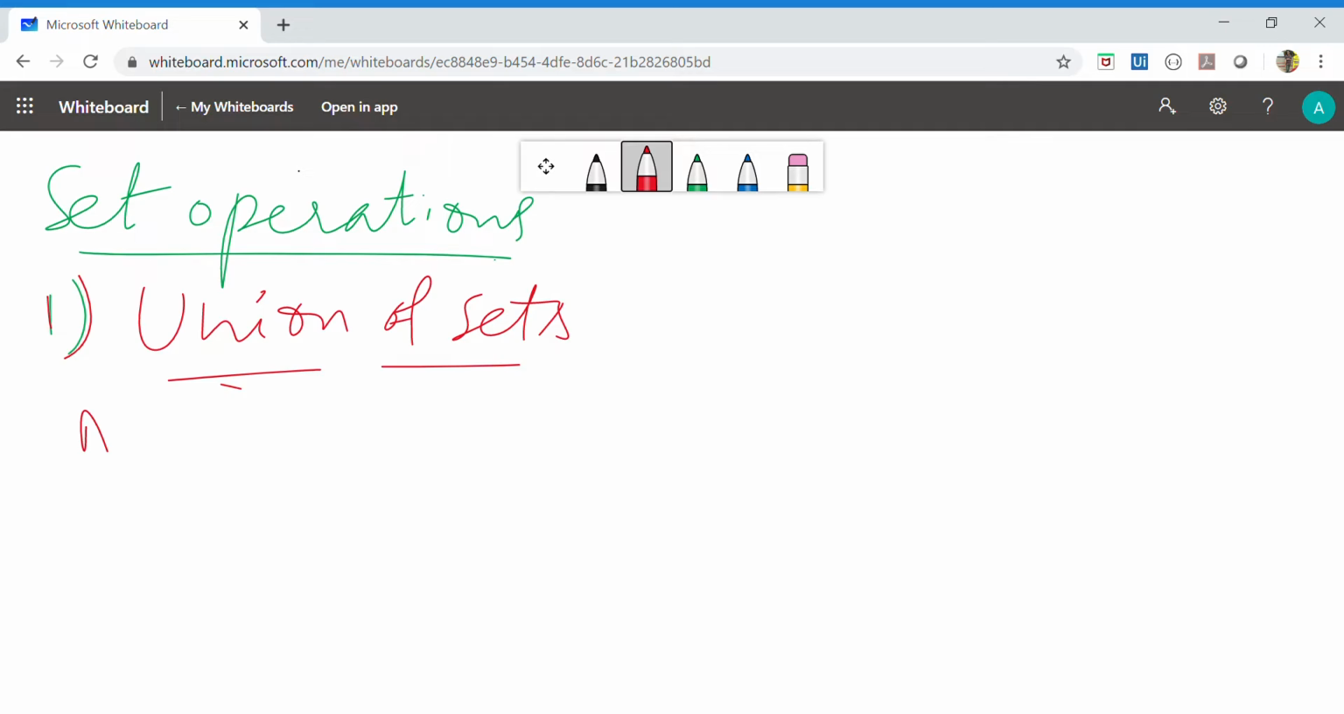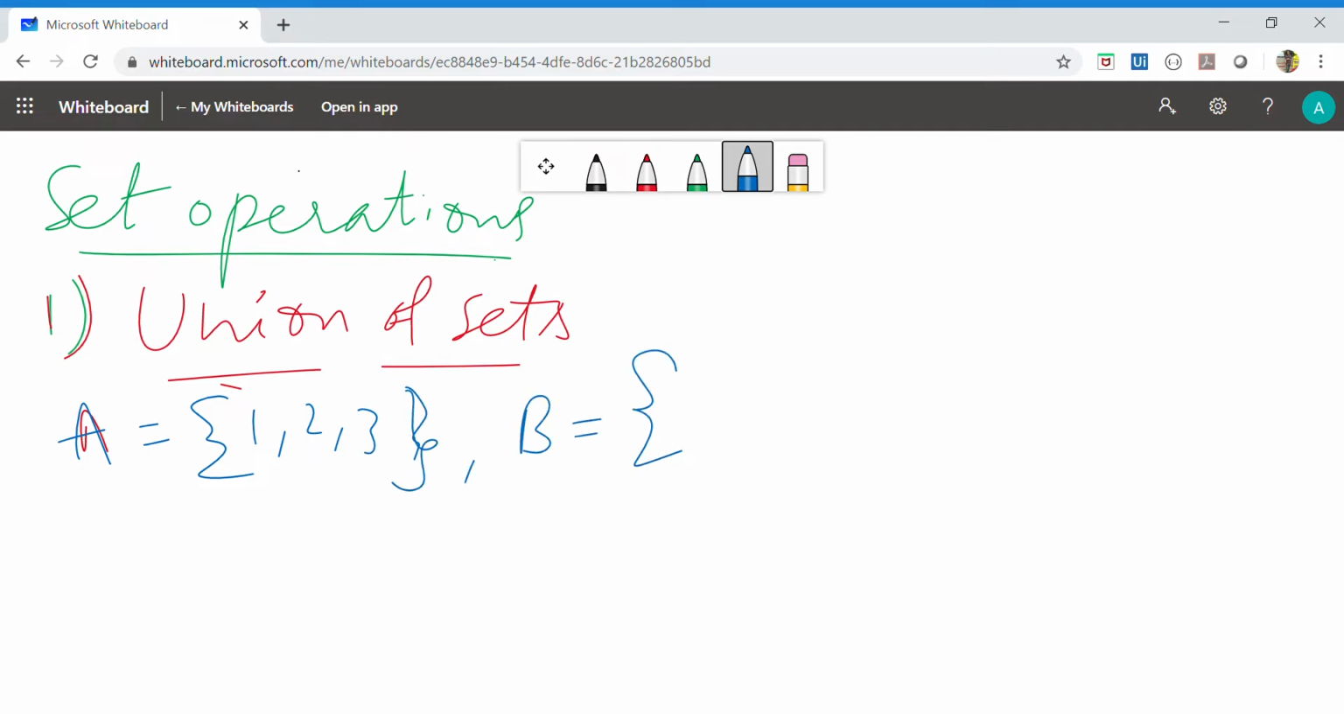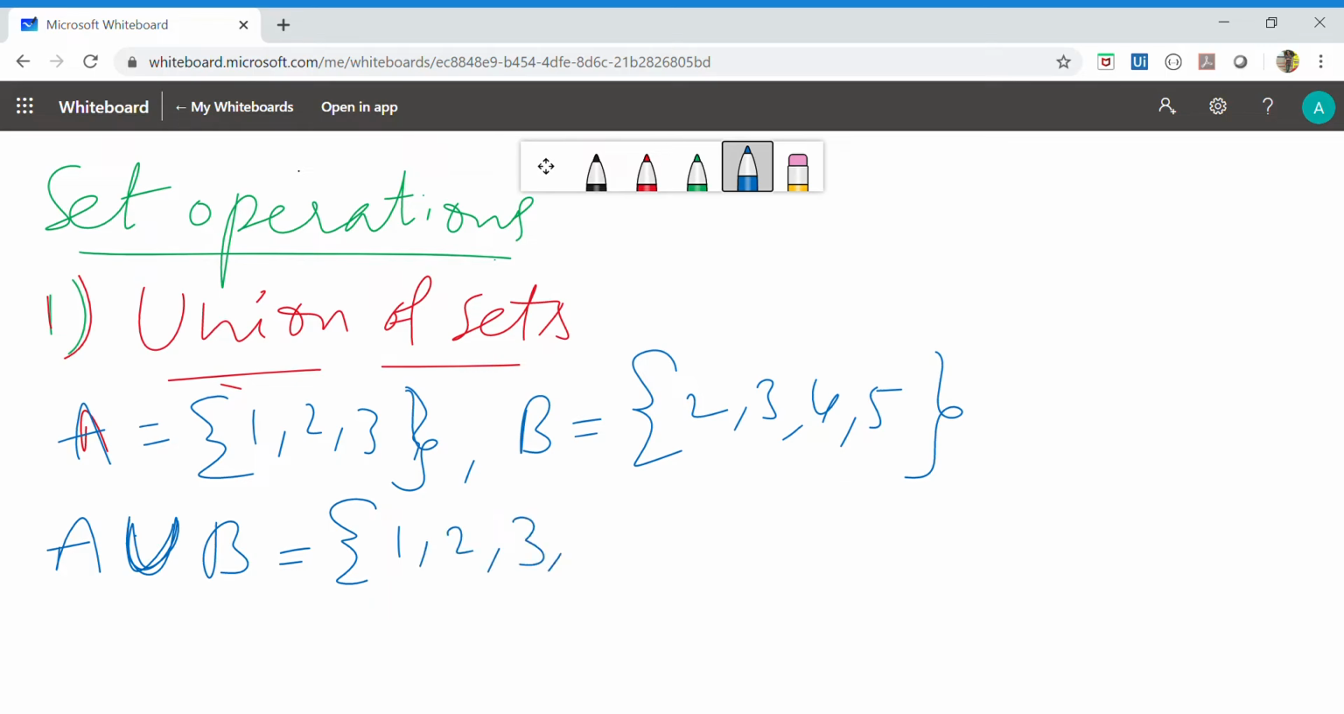Suppose A is equal to the set {1, 2, 3}, and B is equal to the set {2, 3, 4, 5}. The union representation is the symbol U. A union B is equal to the set of all elements, 1, 2, 3, 4, 5. Because 2 and 3 are repeated here, you write them only once. So {1, 2, 3, 4, 5} is A union B.